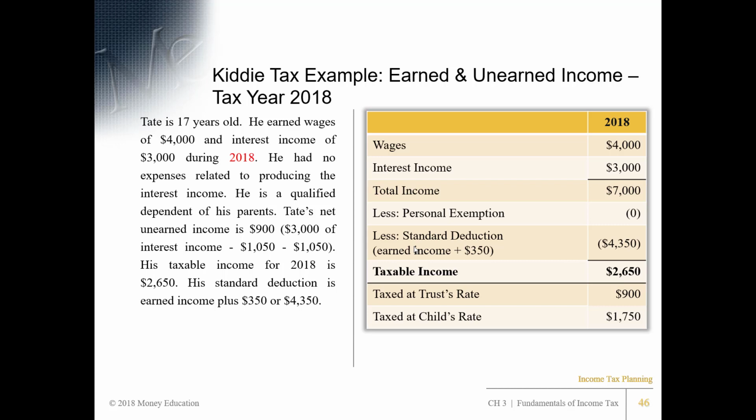Here's an example of unearned income in 2018. Tate is 17 years old. His wages are $4,000 and interest income is $3,000. He had no expenses related to producing the interest income. He's a qualified dependent of his parents. His net unearned income is $900, which is the $3,000 of interest minus the exempt amount of $1,050 and the amount taxed at his rate of $1,050. His taxable income for 2018 is $2,650. His standard deduction is his earned income of $4,000 plus $350. So let's walk through it. He's got wages of $4,000, interest of $3,000. He's got a total income of $7,000. He's got a standard deduction of $4,350. His taxable income is $2,650. $900 of that is taxed at the trust rate, because we calculated it right over here, minus the exemption, minus the amount at his rate. So $900 he has to pay trust tax rates on, and then $1,750 he'll pay his individual rate on.